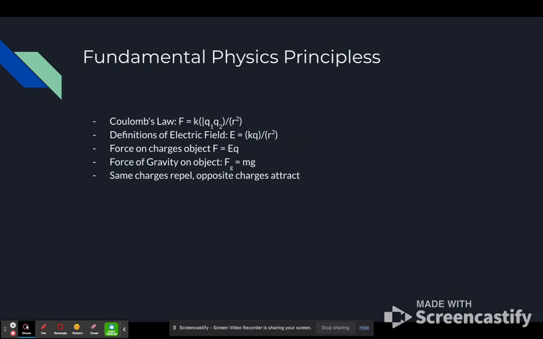Some of the fundamental physics principles that we'll use in this lab are Coulomb's law, which is F electric equals K times Q1, Q2 over R squared. The definition of electric field is also used. Electric field is equal to KQ over R squared. Force on a charged object, F equals electric field times Q. The force of gravity on an object, F gravity, equals mass times acceleration due to gravity. And then same charges repel and opposite charges attract.